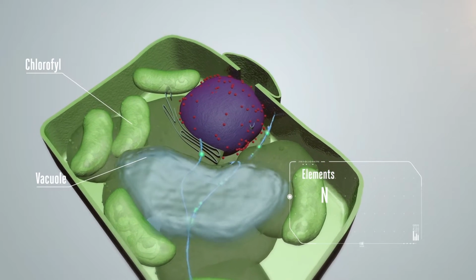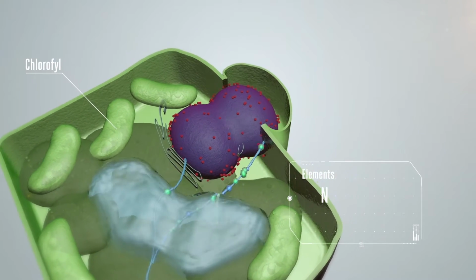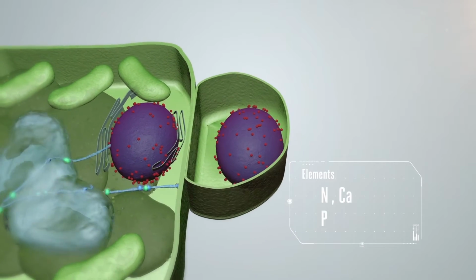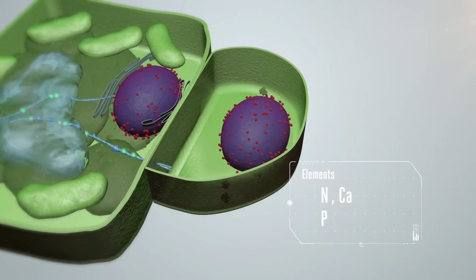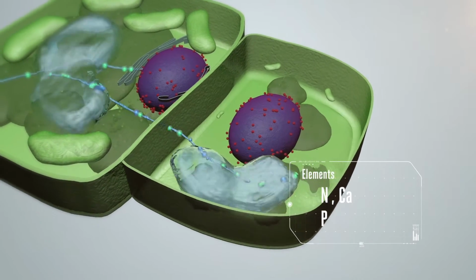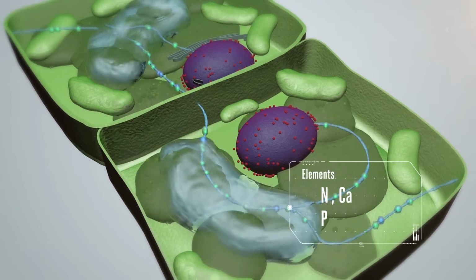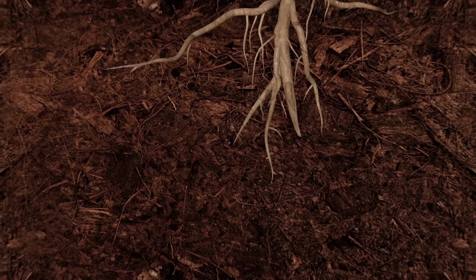Nitrogen, phosphorus, and calcium enter the cell, making it grow. The nitrogen acts as building blocks, while the phosphorus and calcium make up the cement that binds these blocks together. More and more roots and branches appear. Together, they form the root system.